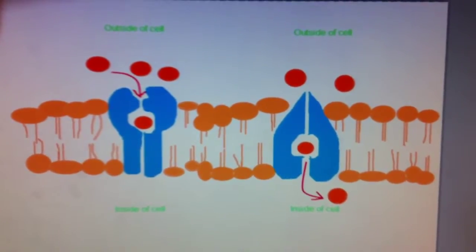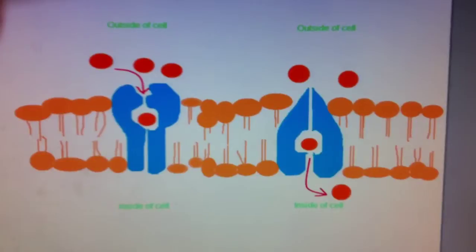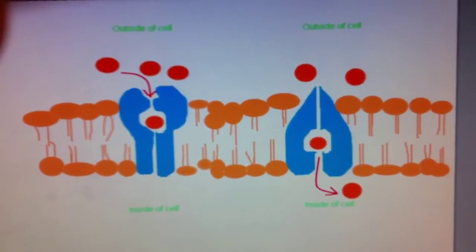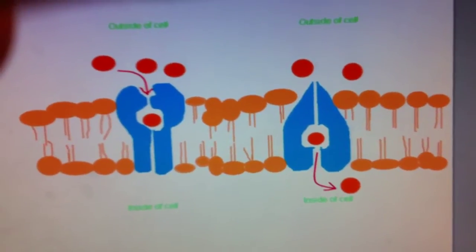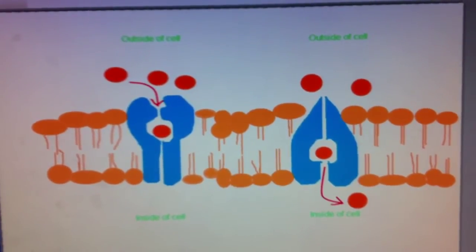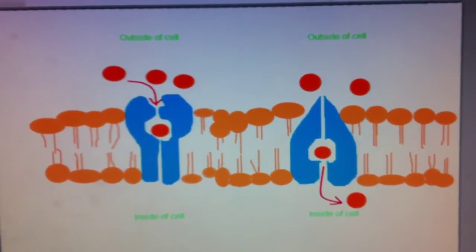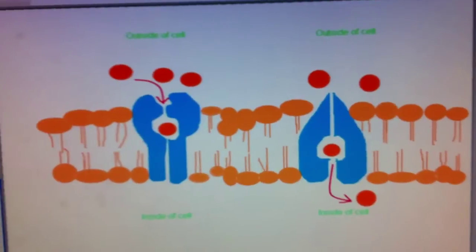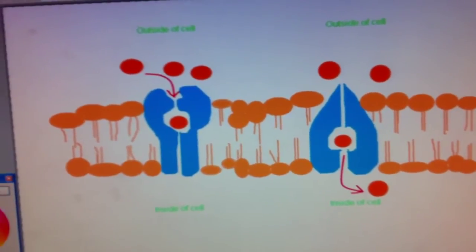Facilitated diffusion. Many ions and polar molecules that are important for cell function do not diffuse easily through the nonpolar lipid bilayer. During facilitated diffusion, transport proteins help these substances diffuse through the cell membrane. Two types of transport proteins are channel proteins and carrier proteins.